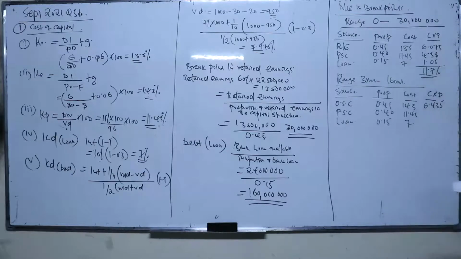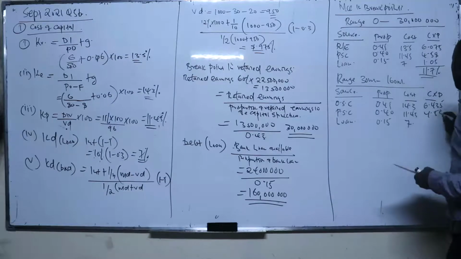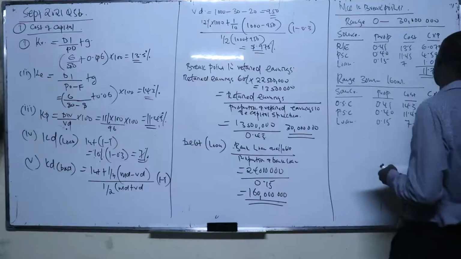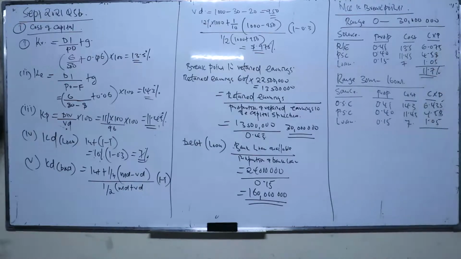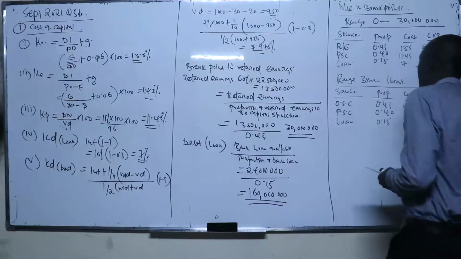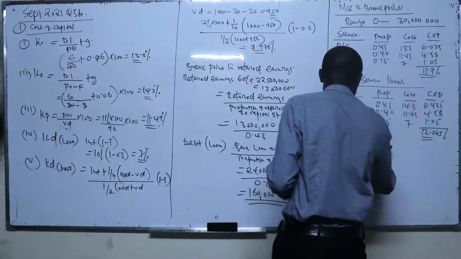6.435. Na hii 4.55. 58. Na hapa 1.0 total. 12.06, and then above 160, the last one is above 160 million.